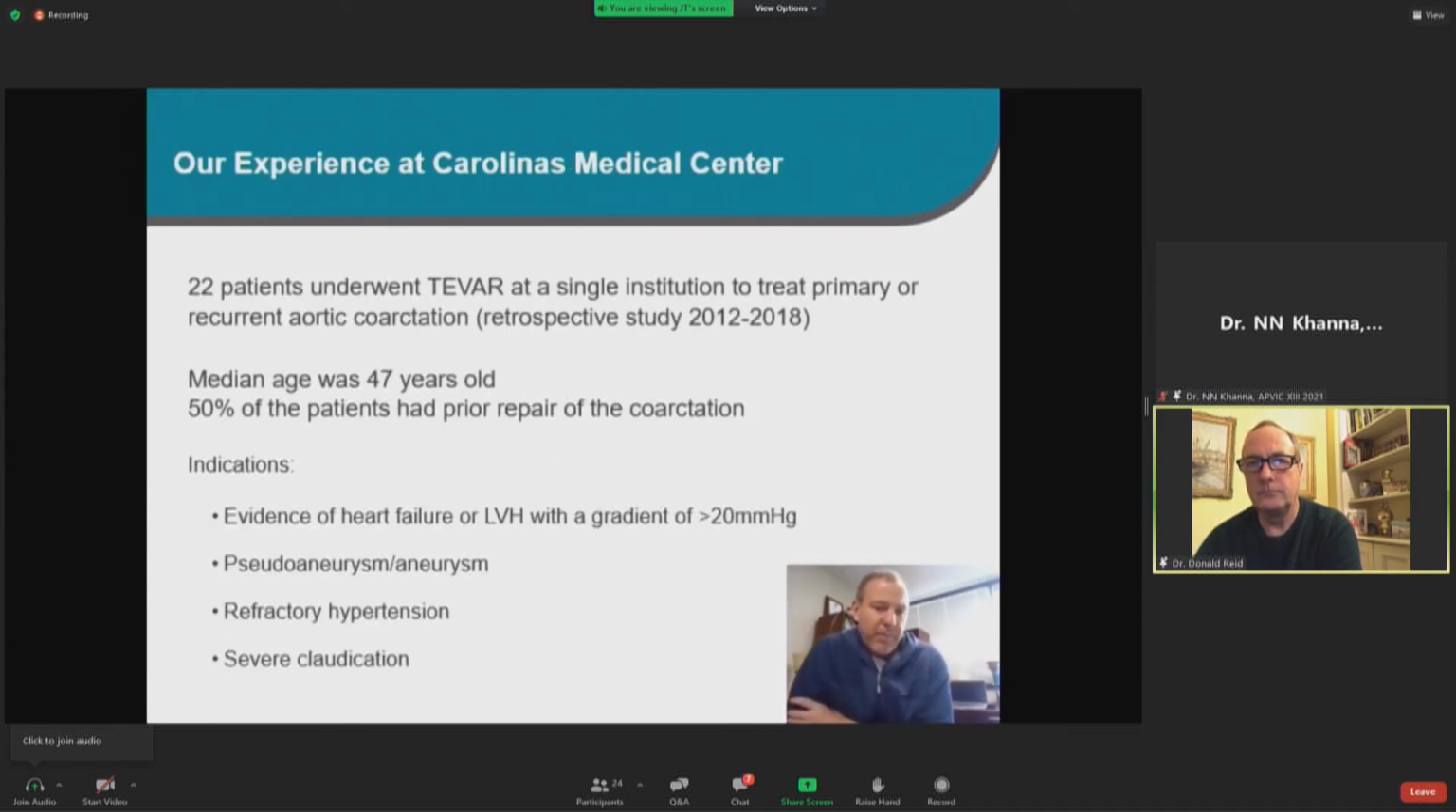We've taken a look at our experience. We've probably now have 30, but this trial actually included only 22 patients, but with long-term follow-up. Median age of the patients that we treated was 47 years of age. 50% of the patients had a prior repair of the coarctation. Indications for repair included evidence of heart failure or left ventricular hypertrophy with a gradient of greater than 20, pseudoaneurysm or aneurysm formation, refractory hypertension, and or severe claudication.